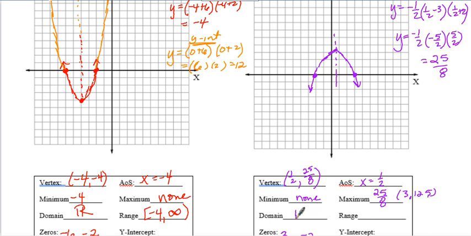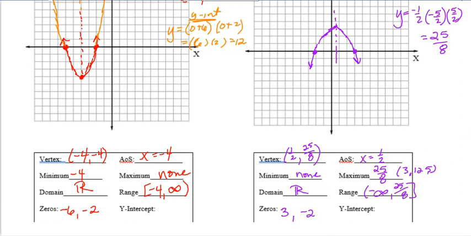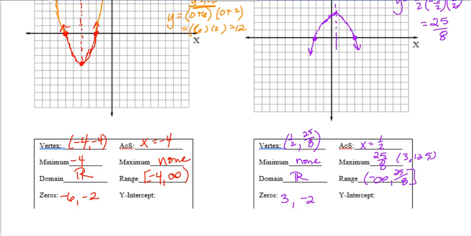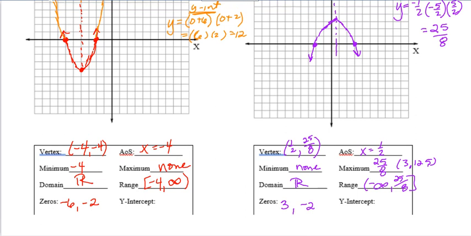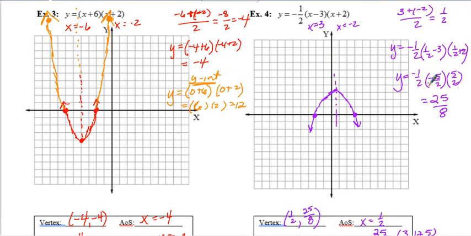Domain, like all of them, all real numbers. Range, bottom to top, negative infinity, up to that 25/8. We've talked about our zeros already. Our y-intercept, again, so easy to find. We just set x equal to 0 and solve. So let's do that in pink.